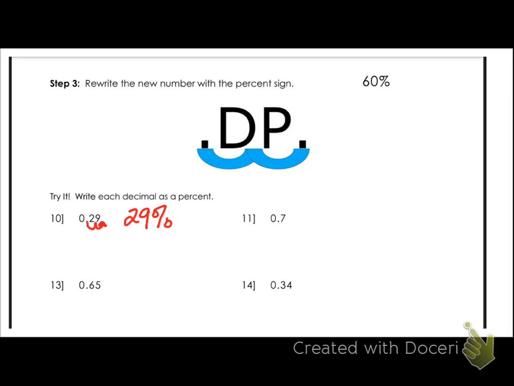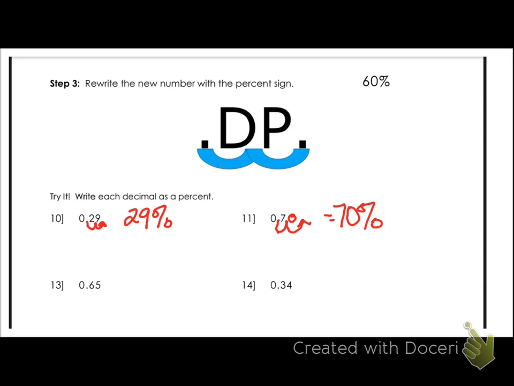Let's look at this one here. I'm going to start where the decimal point is, and I'm going to move 2 places to the right. But I have this divot that's left, so I have to add another 0. So 7/10 as a percent would be 70%.